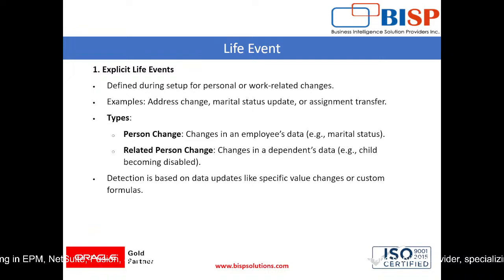In person change, you can add your spouse, child, which is a change in an employee's data, for example, marital status. Then related person change is changes in a dependent's data. Your spouse is your dependent, and a child becoming disabled will be a dependent on you, right? And then how we will detect it. Detection is based on data updates like specific value change or custom formulas.